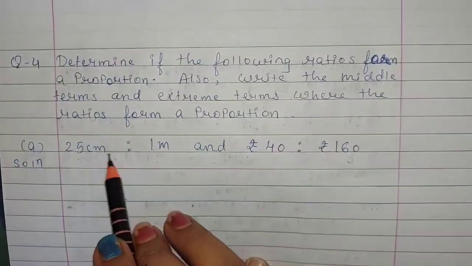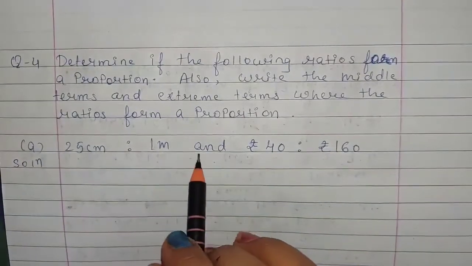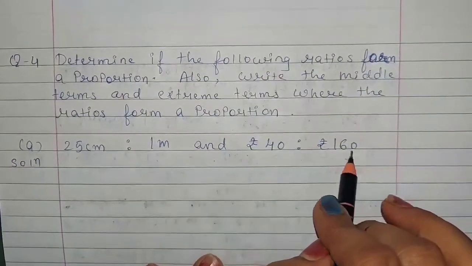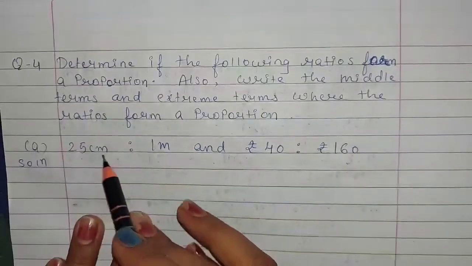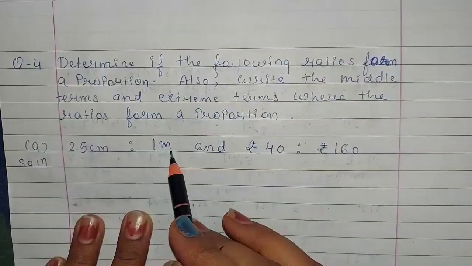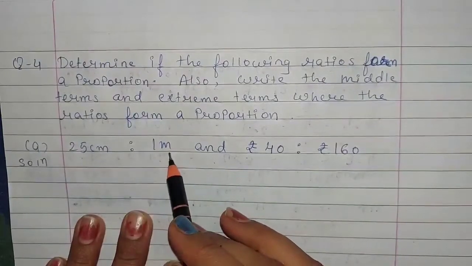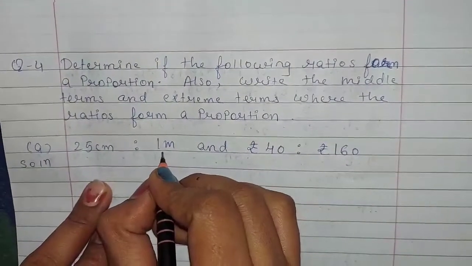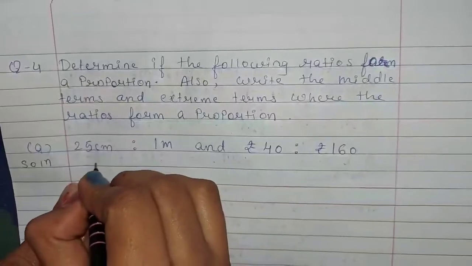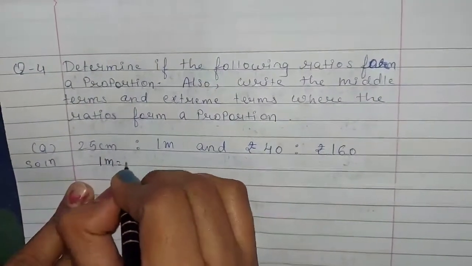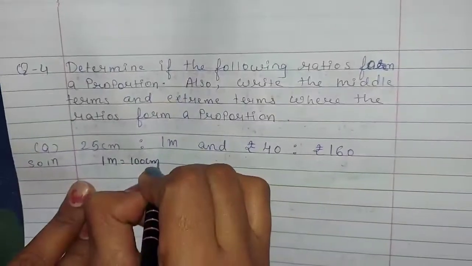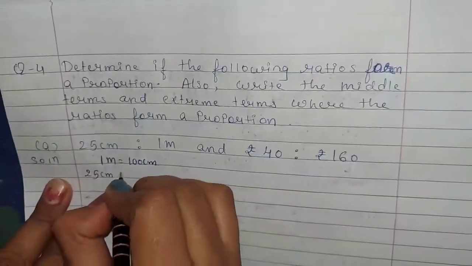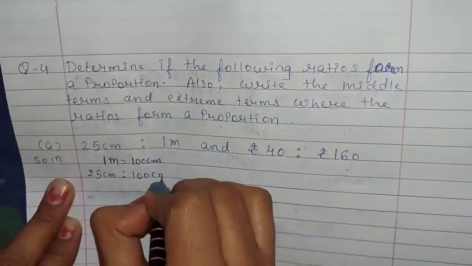A. 25 centimeter is to 1 meter and rupees 40 is to rupees 160. Now students, here you can observe that there are two different units, centimeter and meter. So we will not be able to solve with different units. We have to make the same metric units. Therefore, we will convert 1 meter to centimeter. We know 1 meter equals 100 centimeter. Therefore, we will write 25 centimeter is to 100 centimeter.